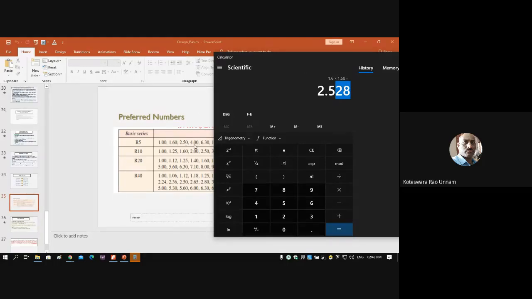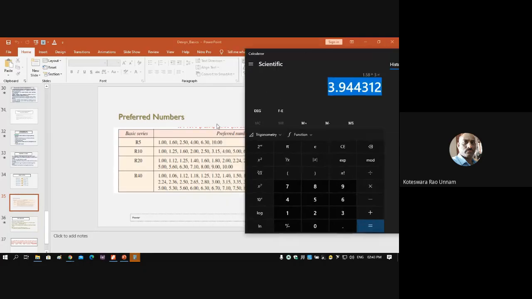Then, to get the next number, what I need to do is 1.58 to the power 3. I need to take it to the power 3. So how much I got is 3.94. Then it is rounded up to 4 here. You can see here you got it as 4.